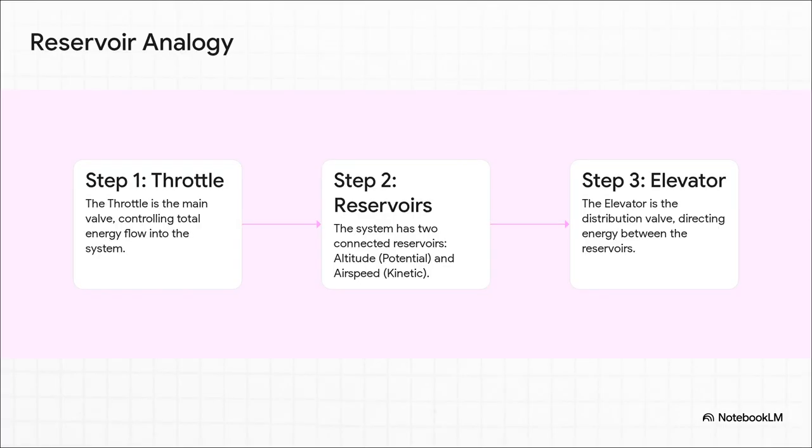You know, a really great way to picture this comes from the FAA's own handbook. Think of it like a plumbing system. The throttle is the main spigot, controlling how much water or energy is flowing into the system. And that system has two big connected tanks, one for altitude and one for airspeed. The elevator, that's just the valve between the two tanks. It decides if the energy fills up the altitude tank, the airspeed tank, or lets one drain into the other.